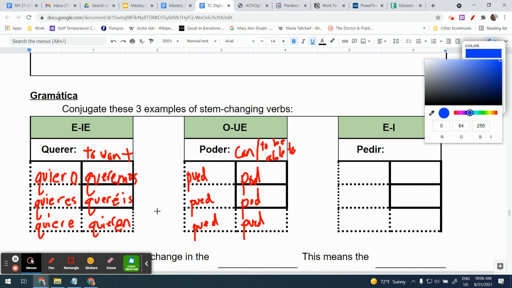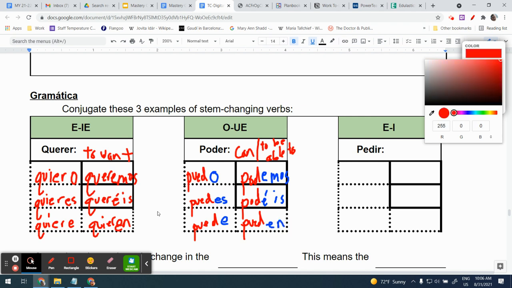And then my endings are normal ER endings, just like here. Puedo, puedes, puede, podemos, podéis, pueden. Okay?